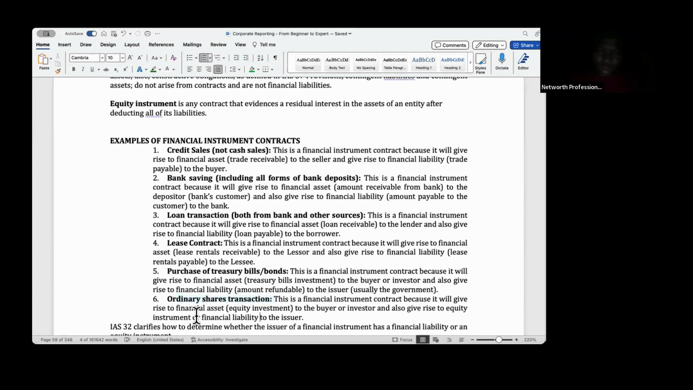It's an equity instrument to the issuer, sorry, not the buyer, the issuer or the guy that is starting a business, because they would put it in their books as share capital. So they would have an equity instrument.